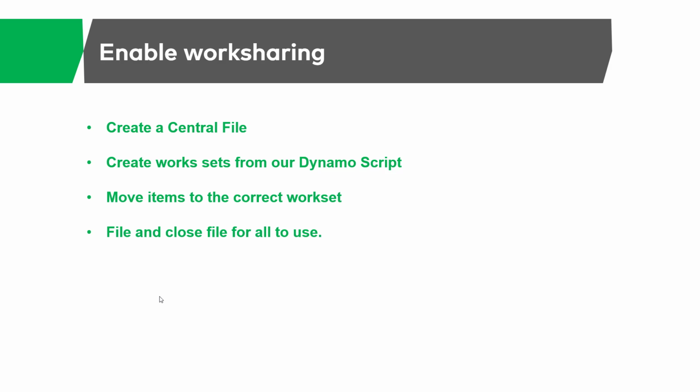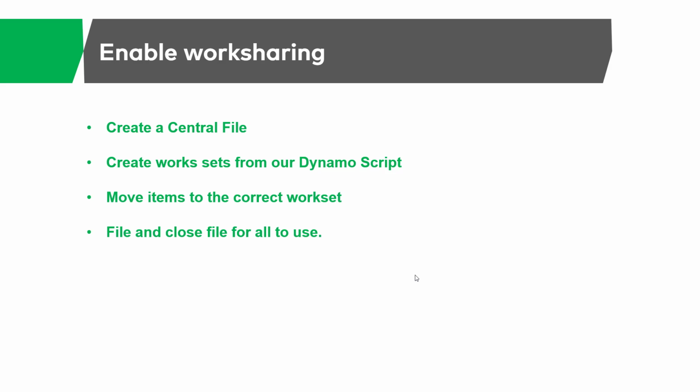So we're going to look at how we create a central file, creating the worksets and using our Dynamo script to optimize the process, moving items to the correct worksets, and then getting the file ready to be closed, then it can be used by others.